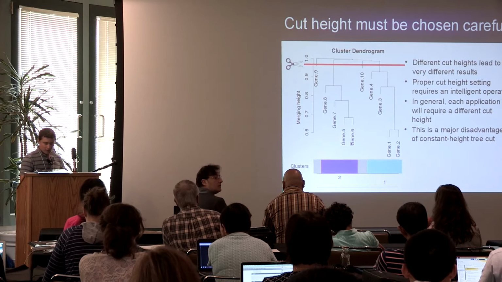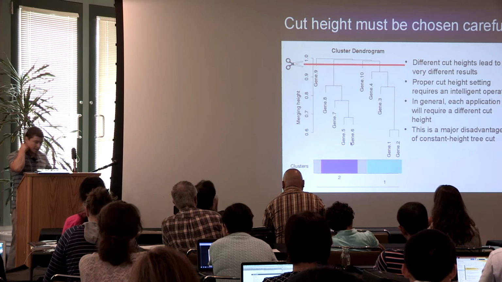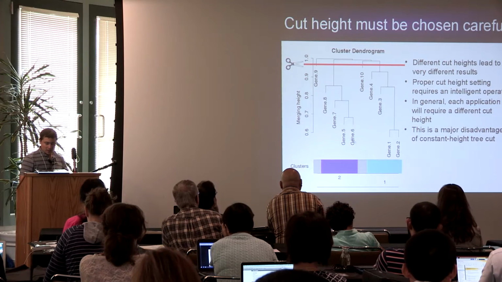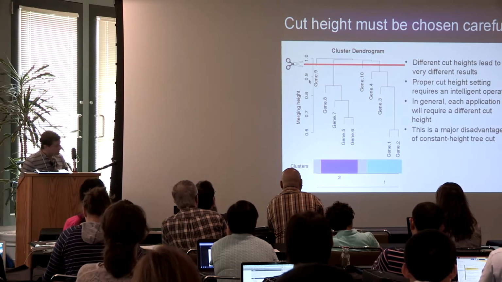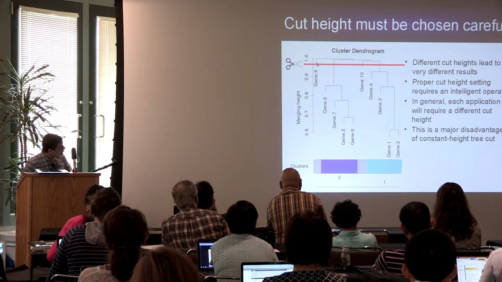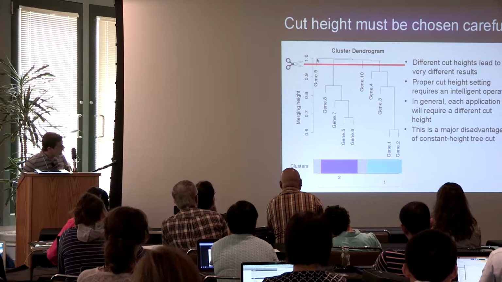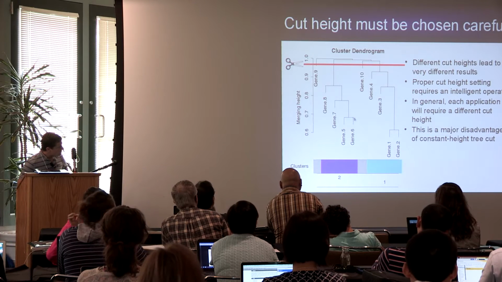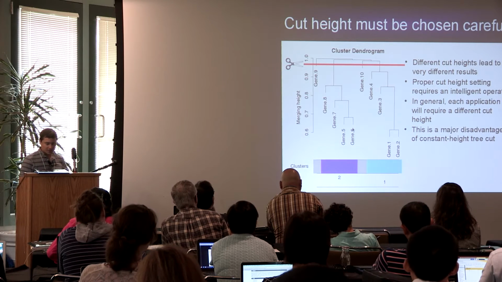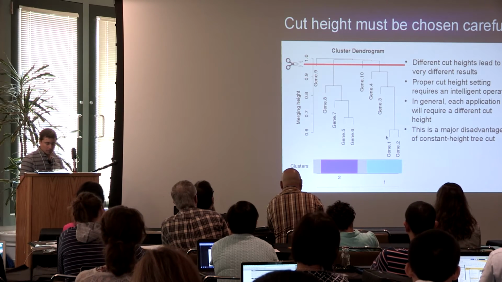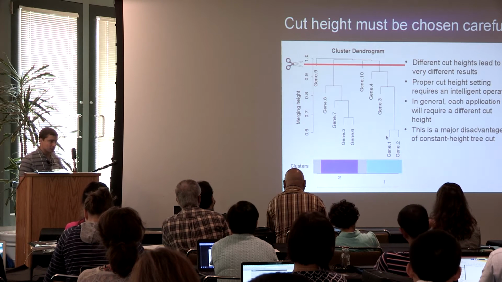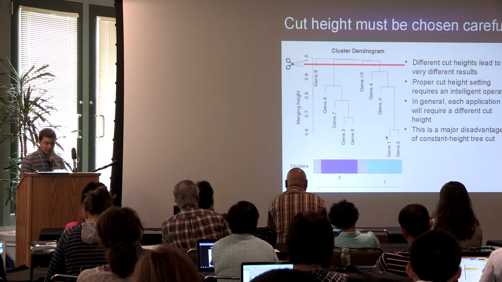Okay, so this method works okay, but it has very important drawbacks. If you choose the cut height differently, you will get different results. So if you move this line just a little bit up, closer to 1, you may suddenly find that these 2 branches form just one cluster. And that's not visually what we see. So the proper cut height setting is essential and requires an intelligent operator. It's hard to automate it.